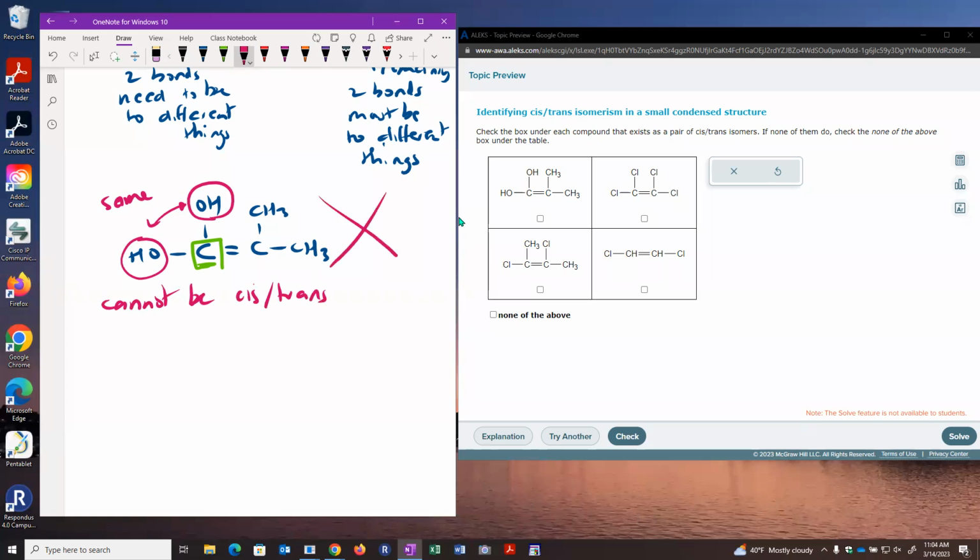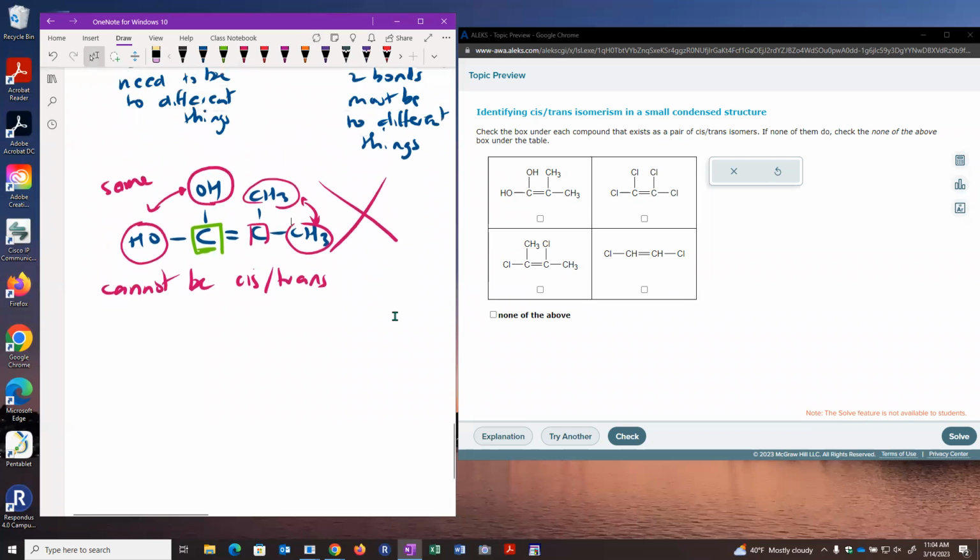Okay, so that's not possible for that. We don't even need to look at the other carbon because we've already established that this first one here makes it impossible. We can confirm, well, there's a CH3 attached to this one. There's another C, these are also the same. So again, we cannot have cis-trans there.